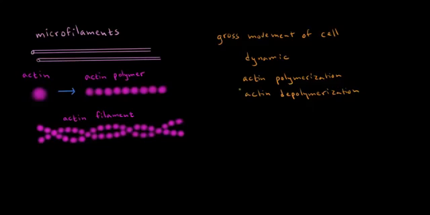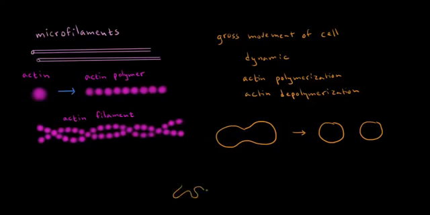One example of where microfilaments help with the growth movement of a cell is during cell division. The cell at some point is going to be pinched in that way, and then eventually it'll separate into two separate cells, and the microfilaments help the cell make that kind of pinched shape and then move to create two separate cells.